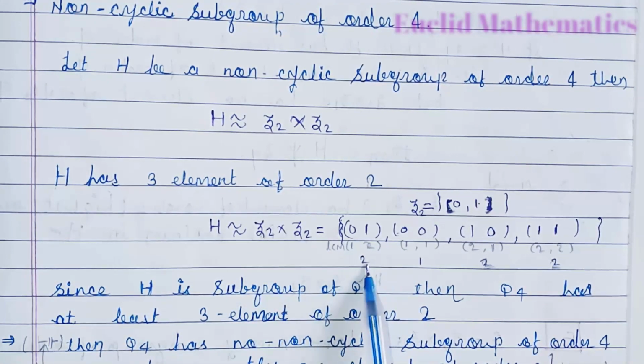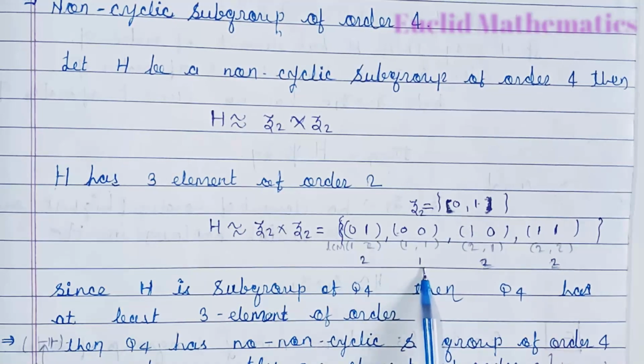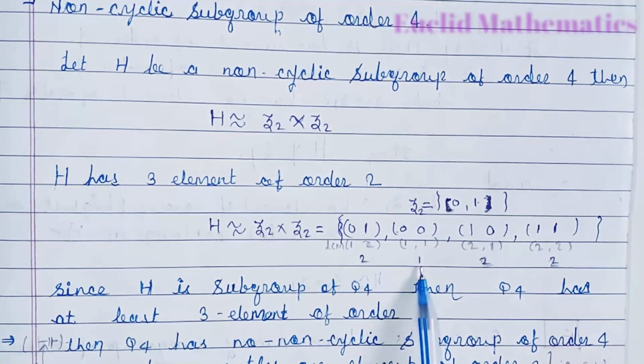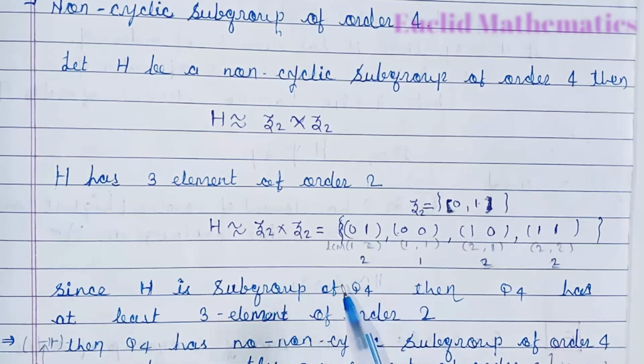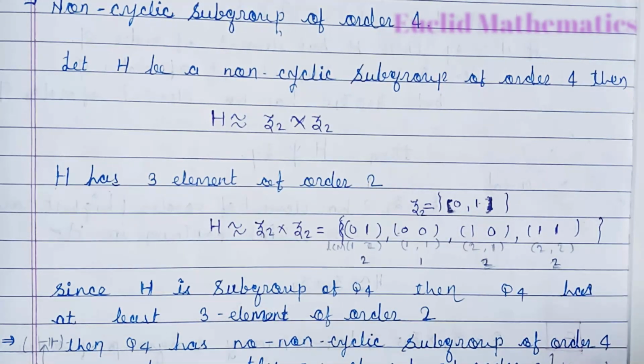So we have 3 elements whose order is 2 and only 1 element whose order is 1, okay? But in our Quaternion group, we have only minus 1 whose order is 2, okay? Minus 1 is the only element whose order is 2. All the remaining elements have order 4 and there is no other element whose order is 2, okay? Only minus 1.